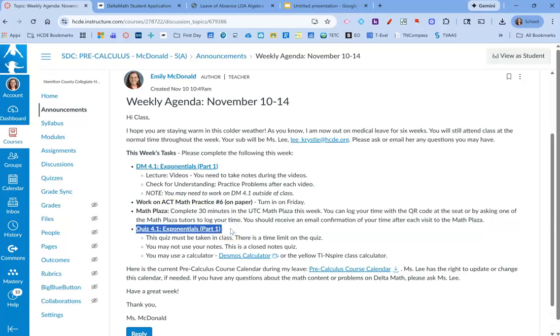And then on Thursday, you'll have a quiz over the exponential practice problems that you did this week. So again, the quiz will be taken in class. It'll open once you get to class on Thursday. There is a time limit on the quiz. I believe I set it as an hour. There are 10 questions on this quiz. You may not use your notes. This is a closed note quiz, but you are allowed to use a calculator. Either the Desmos calculator or the Inspire calculator is fine.